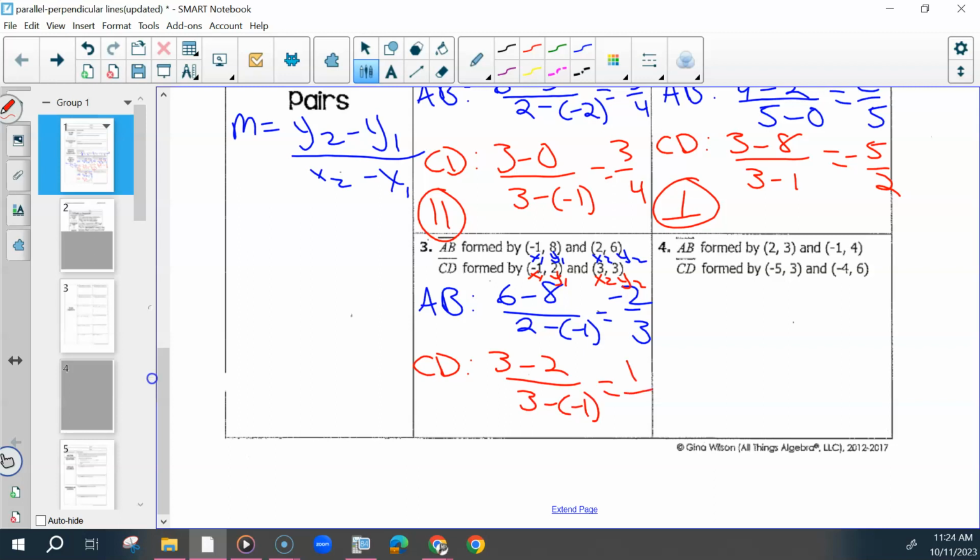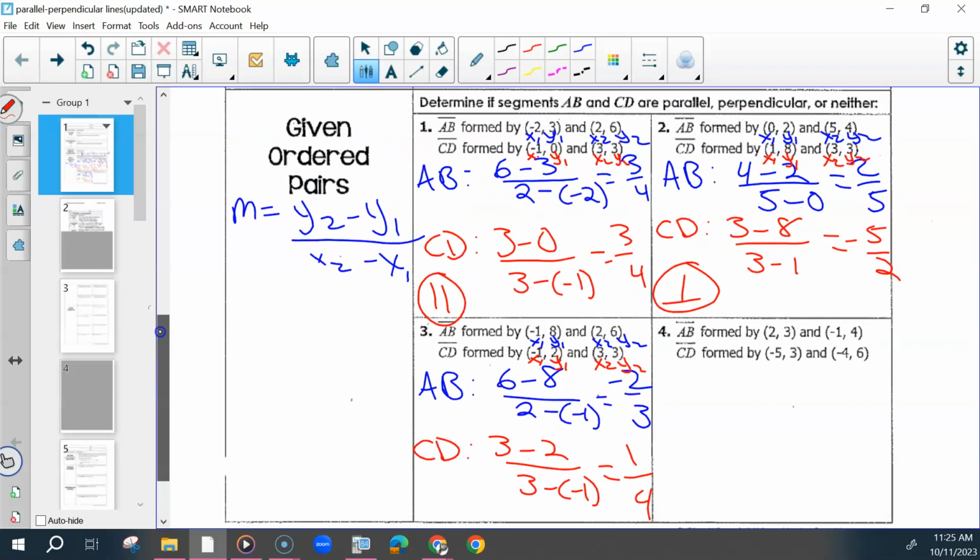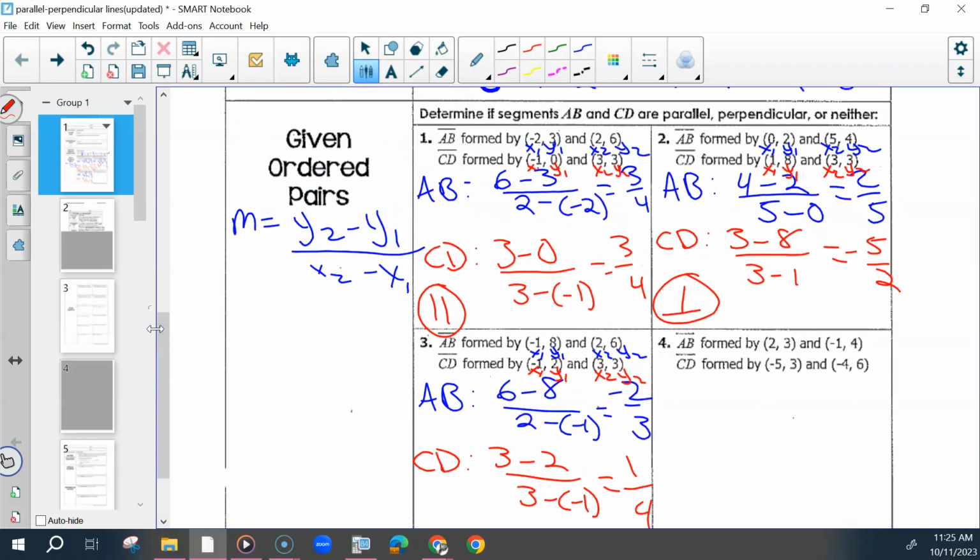1 over 4. Okay. So are these parallel, perpendicular, or neither? Neither. So neither cases are a couple different things. Either the numbers have nothing to do with each other, like this one, or maybe they look parallel, like they have the same numbers, but one is negative. Or they look opposite, but they are both positive or both negative. So be on the lookout for any examples like that. Those are all neither cases.